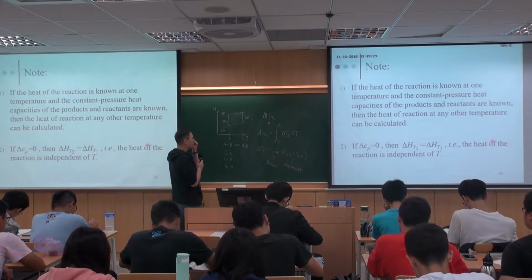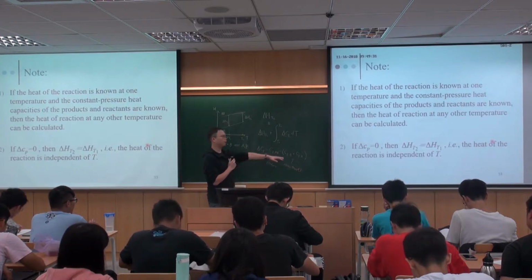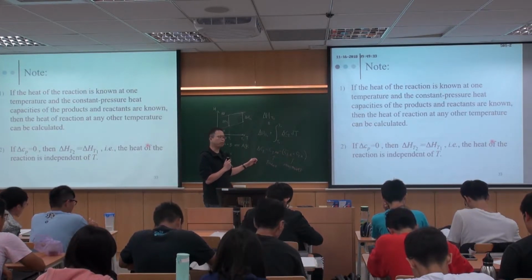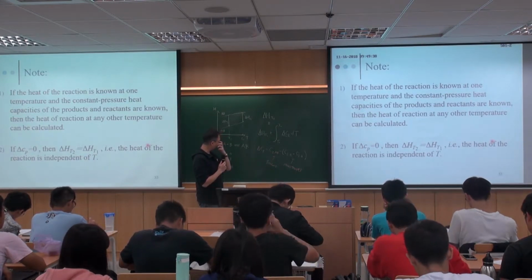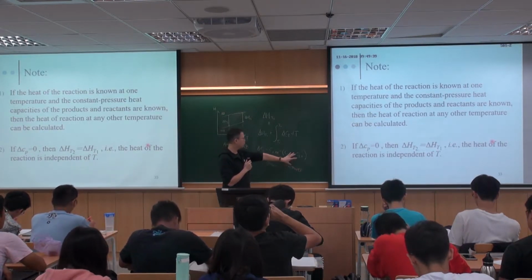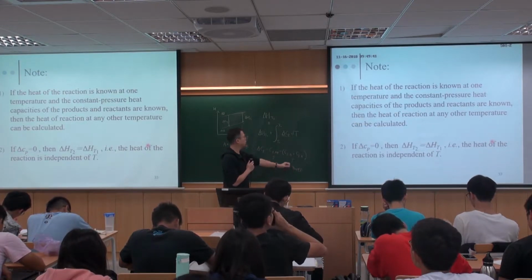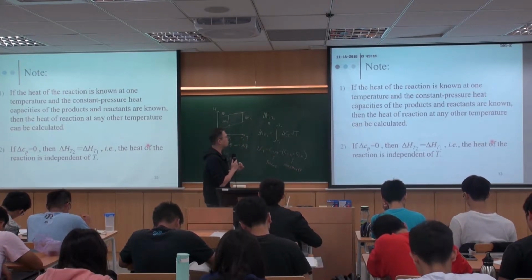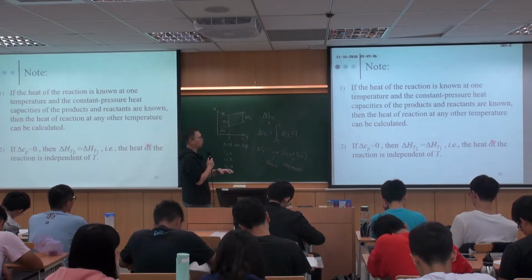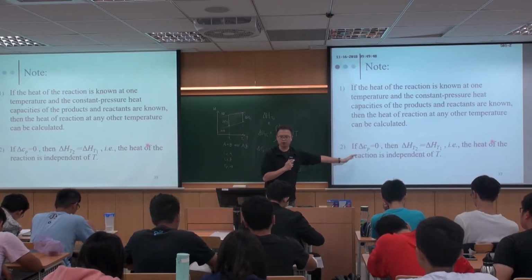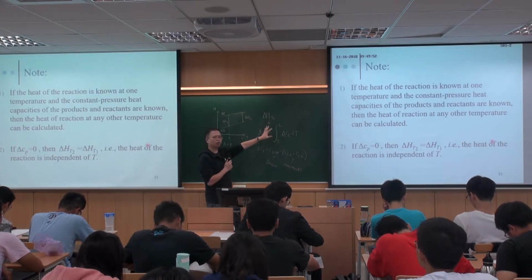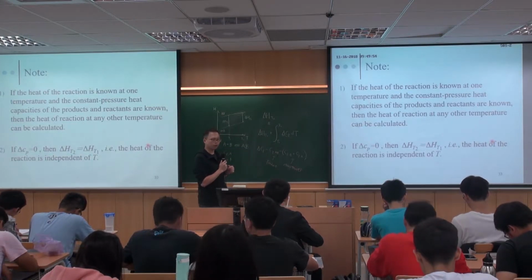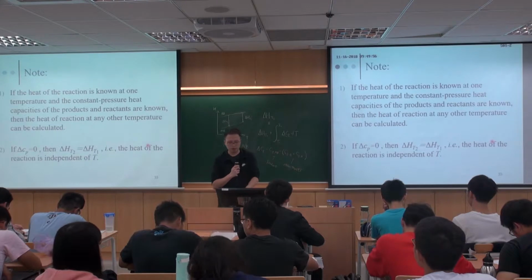Okay? And typically, for most chemical reactions, this is not zero, because the heat capacity for the product will be different from the sum of the heat capacities of the reactants. So typically, this is not zero. So this statement is not that useful, actually. But please bear in mind that this is the formula that you will see throughout this chapter and for problem sets.